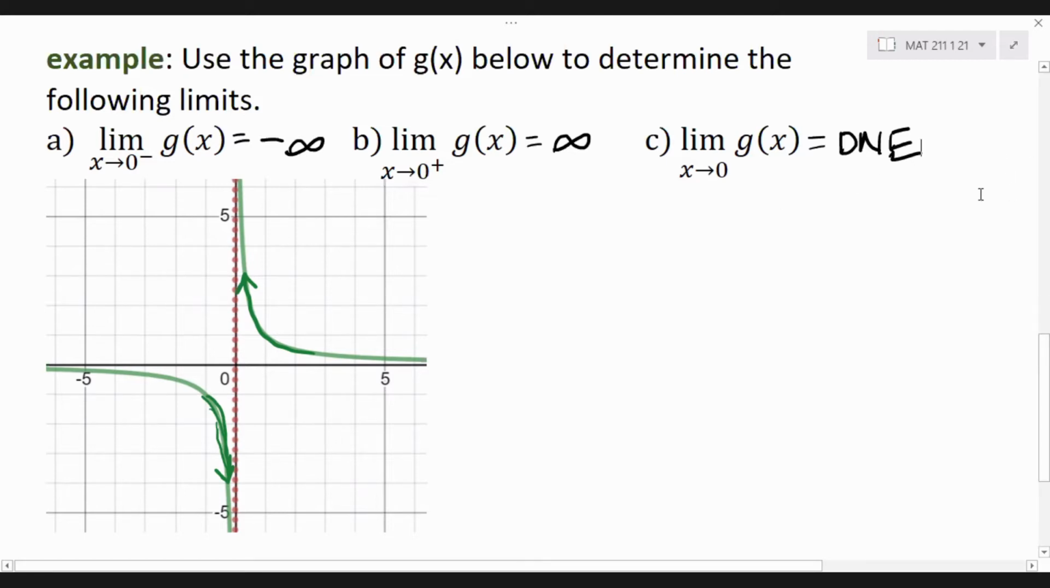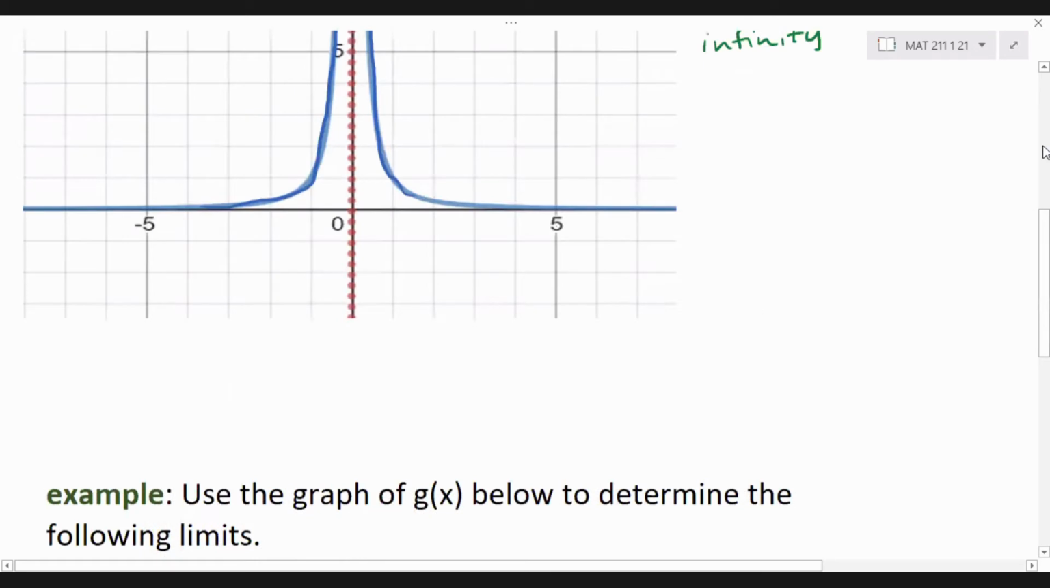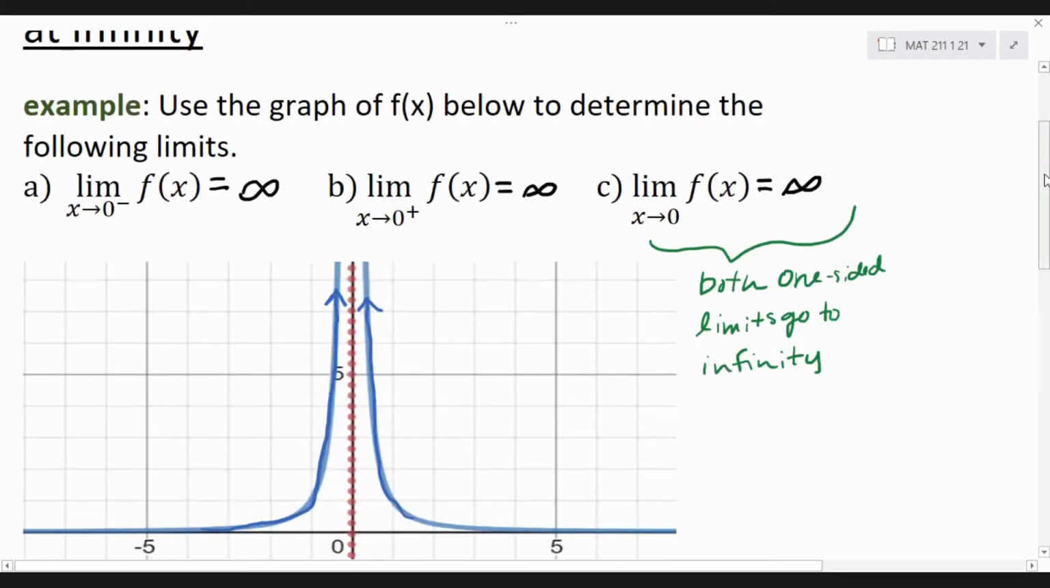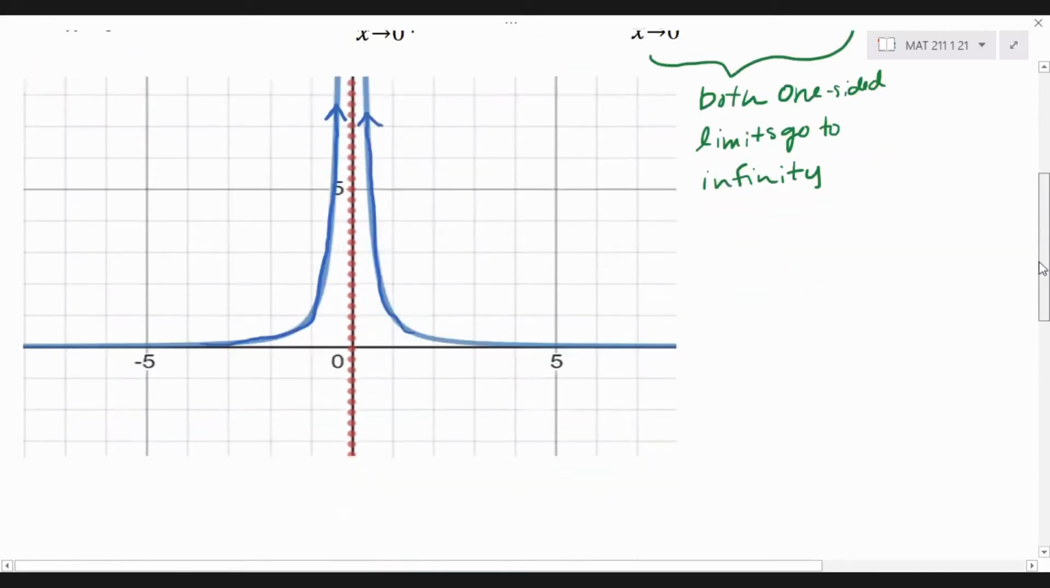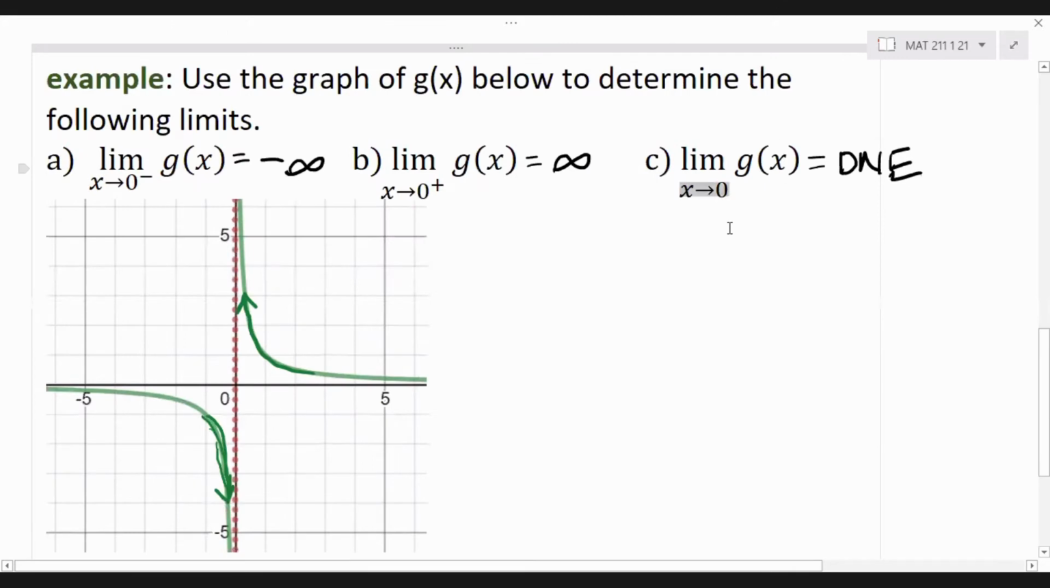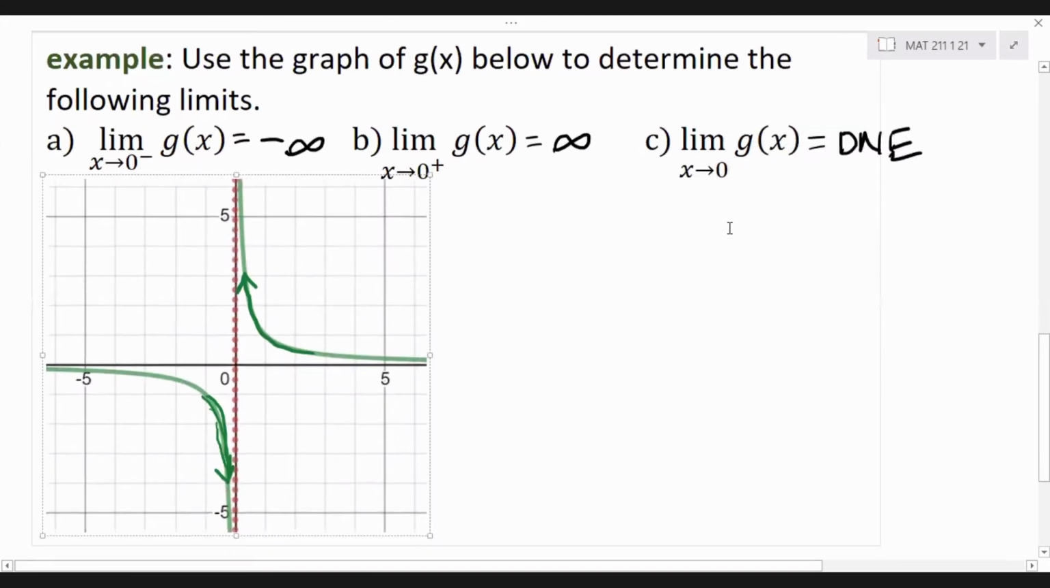So if we have both sides going toward the same place, we can say that their limit is that. The limit as x approaches the asymptote is infinity. If they're going to different places, we have to say that the regular limit doesn't exist, since they're going to different places.